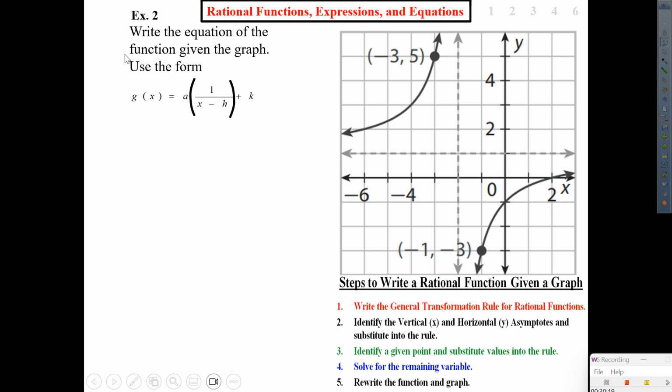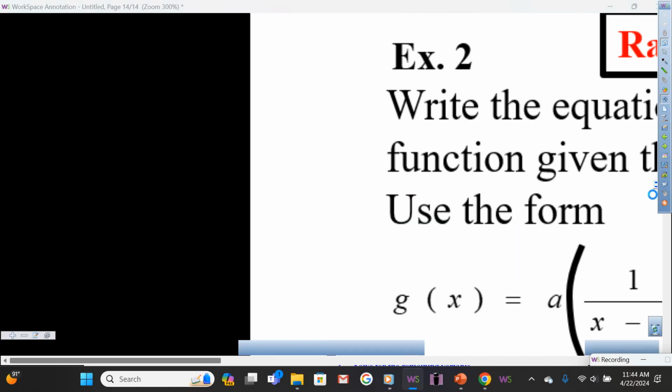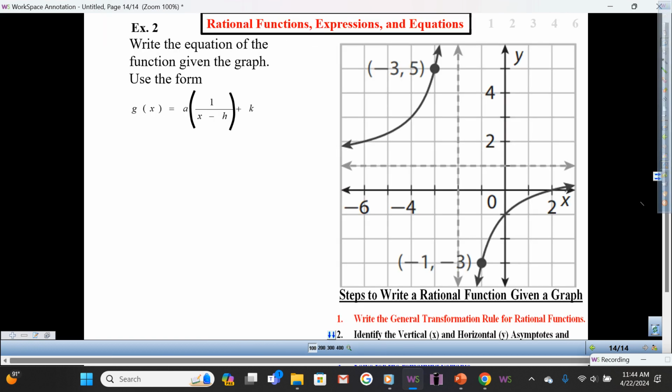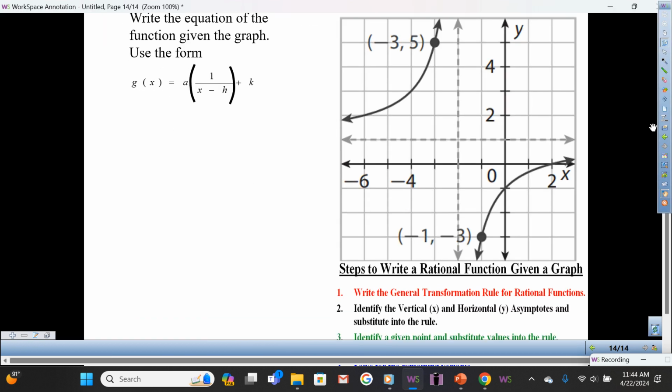Example 2, it reads, write the equation of the function given the graph. Use the form g of x equals a parentheses 1 over x minus h plus k. And then copy the graph exactly how it is on your graph paper. Now notice here they grayed out the asymptotes, but I'm going to use my awesome technology tool to highlight those asymptotes so you can show them on your paper.